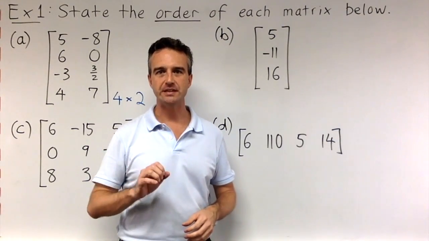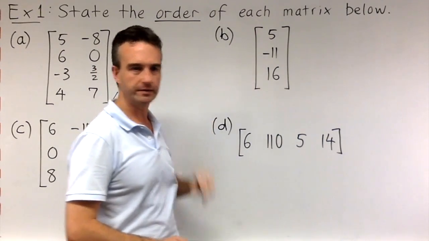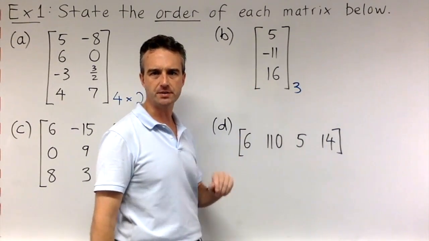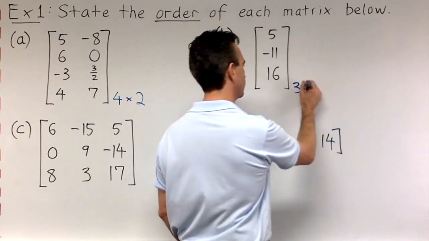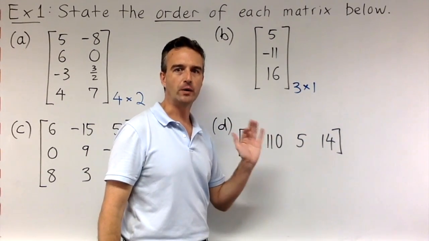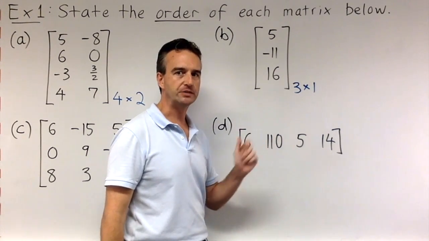Taking a look at the second one. Here we have 3 rows. 1, 2, 3. And only 1 column this time. Just the one there. So this matrix has order 3 by 1. Matrices with only 1 column are actually called column matrices.